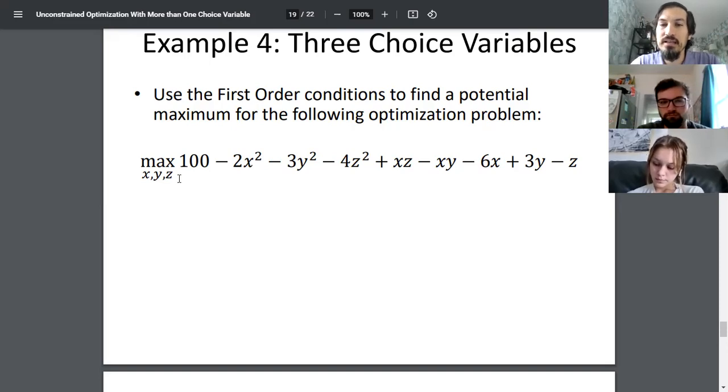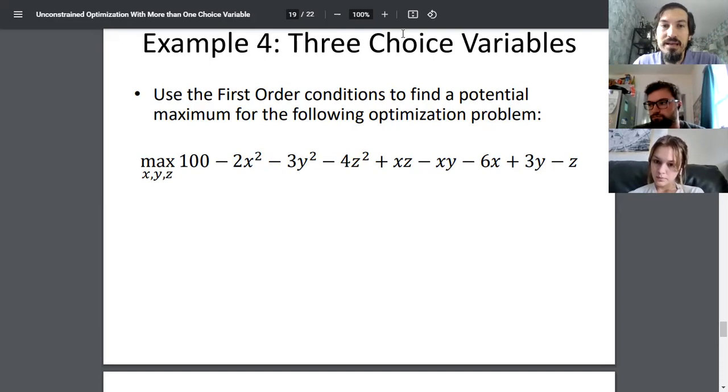Here's a complicated problem. Mathematically, it's not complicated, actually. Just visually, conceptually, maybe it's more complicated. How would I find the x, the y, and the z that maximizes this function? Well, you guys are well equipped to answer that. Even if you can't visualize it, who cares? What do we do here?